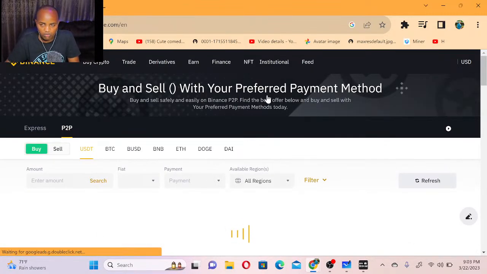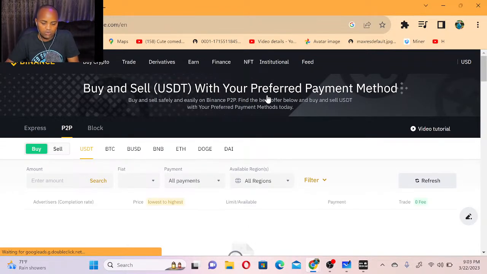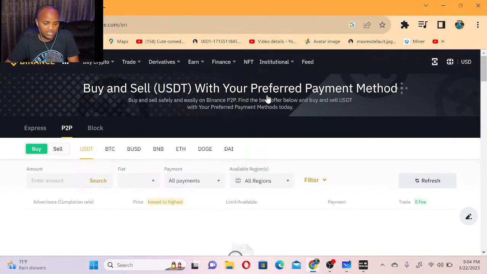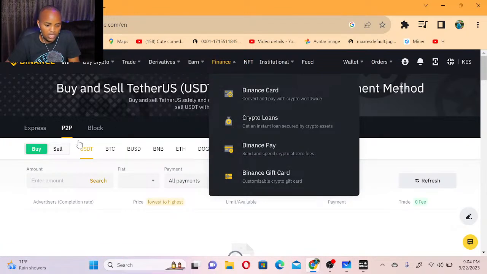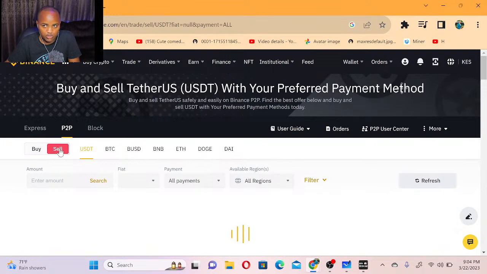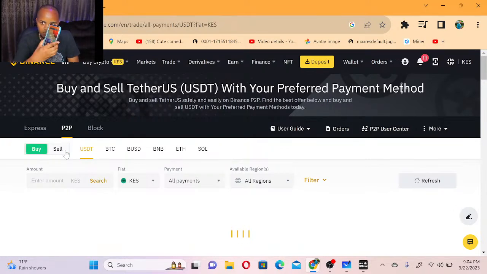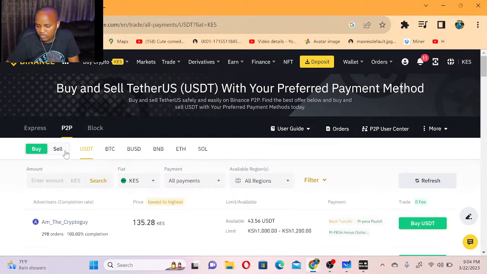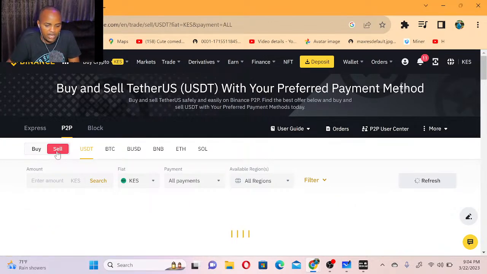The only process that you have to follow is what I've done, and it's just going to help you. You can see there's the sell option. This time I'm selling, I'm not buying, I want to sell crypto. I'll be opening my phone over here. My phone is right here. So the moment I receive money on my M-Pesa, you hear the note. Yeah, so I'm going to click sell.